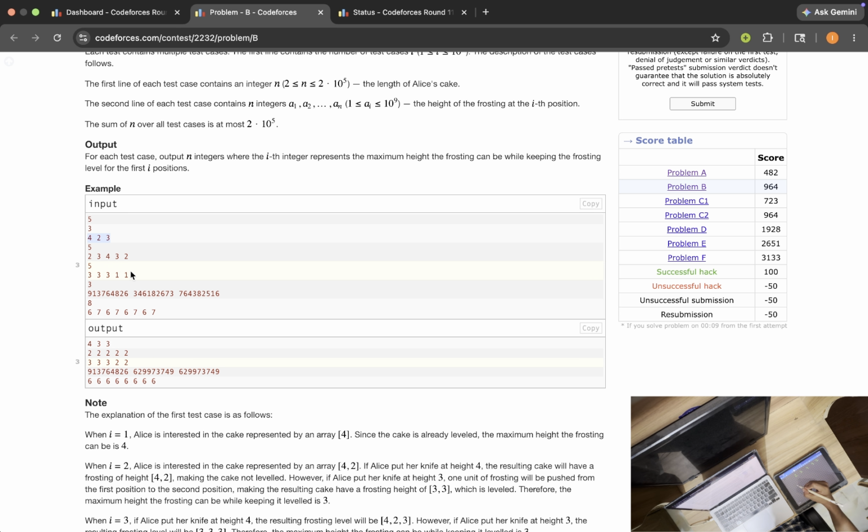Let's take another example. 3 3 3 1 1. It goes left to right, in this direction. Okay, 2. I have extra 1. It becomes 2. 2 2, extra 1, extra also, 2 2 2. That's the solve. And for that, 4 2 3.